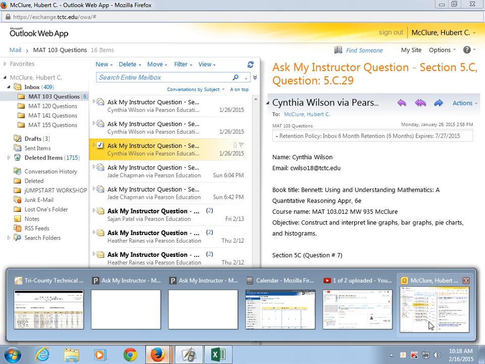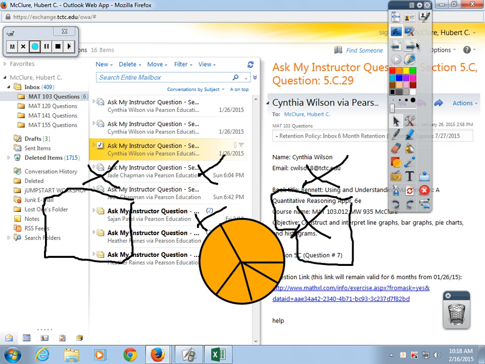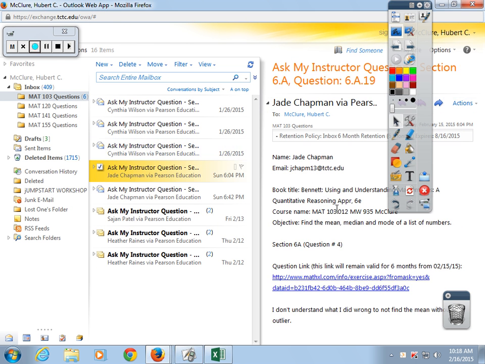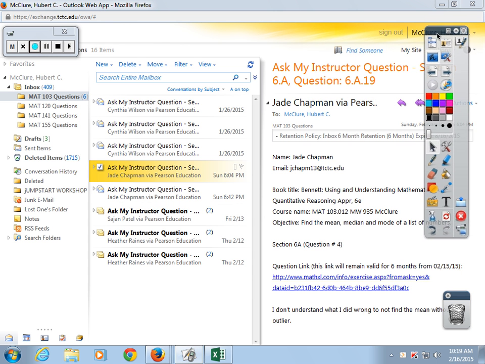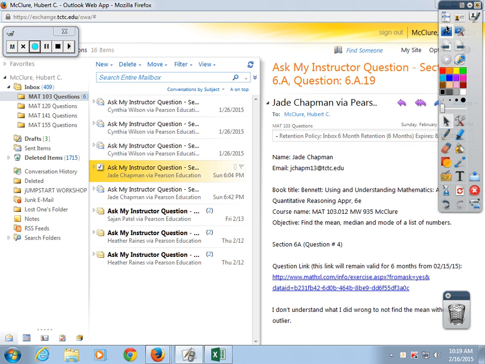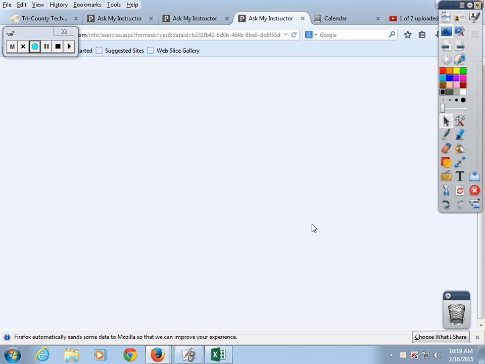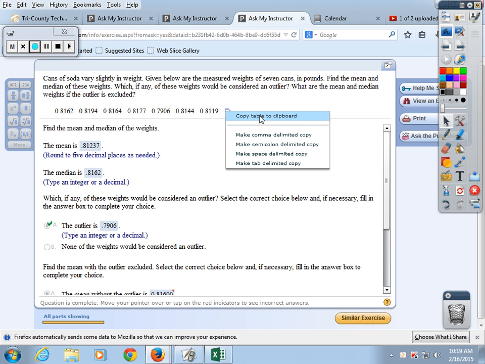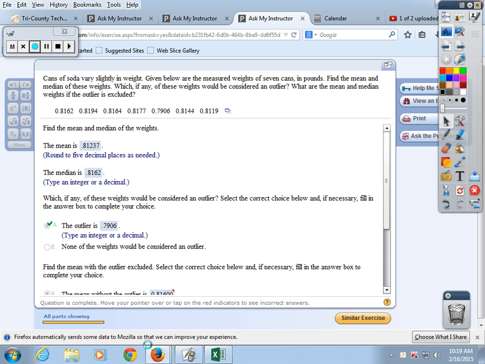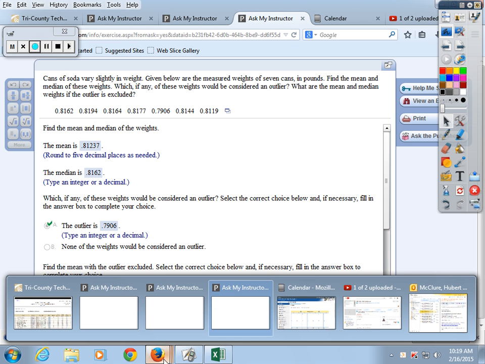Now that's a question that could be on the test because that one does make a little bit of sense. All right, this one is 6A 19/4. Find the mean and the median of these weights. I'm just going to find the mean and median. I don't know what they're going to ask.